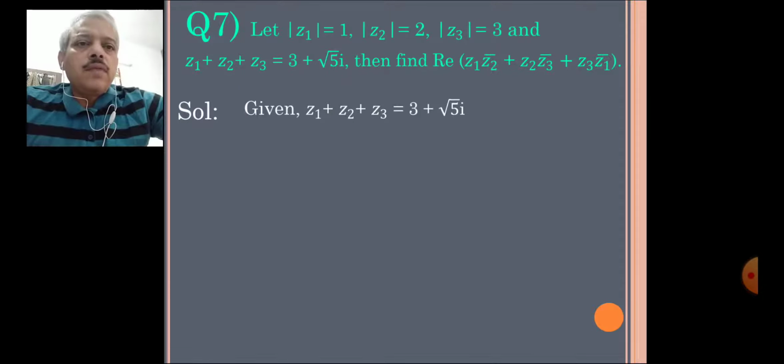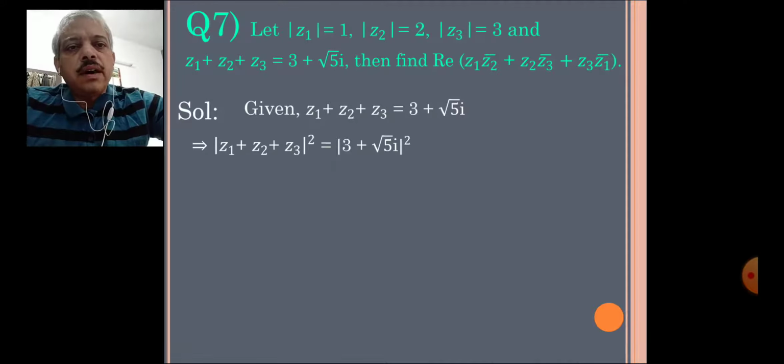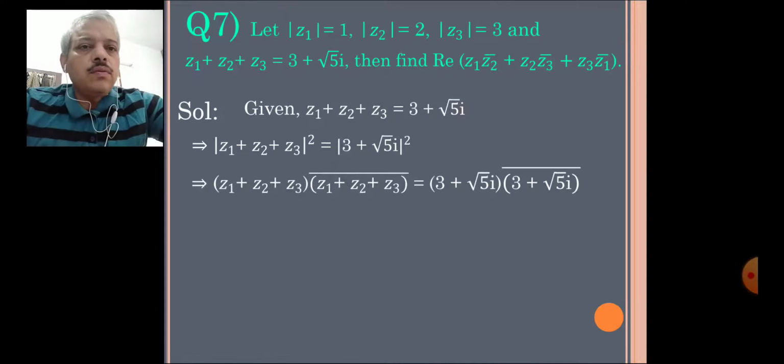So squaring this expression, we will get |z1 + z2 + z3|² = |3 + √5 i|². We know |z|² = z z̄, so we can write it as (z1 + z2 + z3) times the conjugate of (z1 + z2 + z3) is equal to (3 + √5 i) times the conjugate of (3 + √5 i).